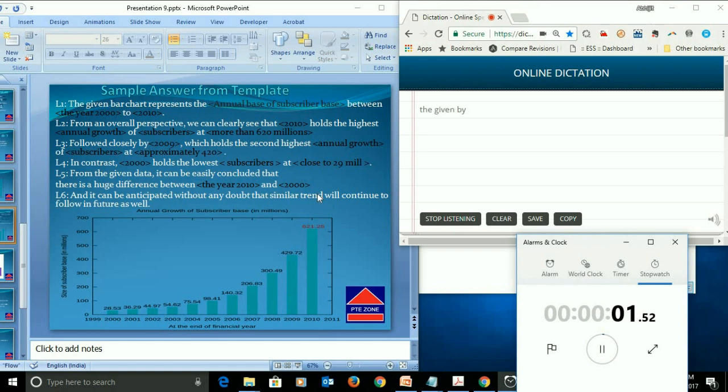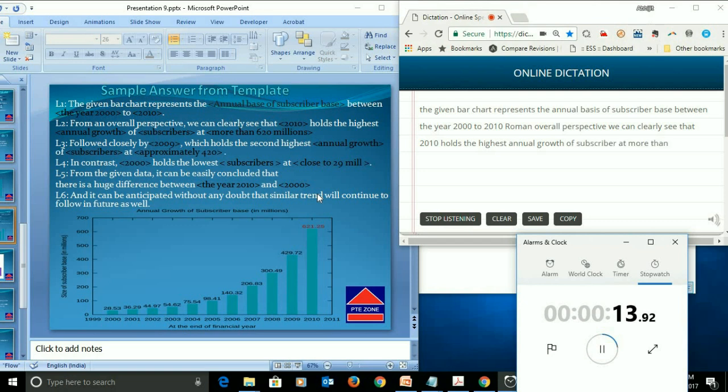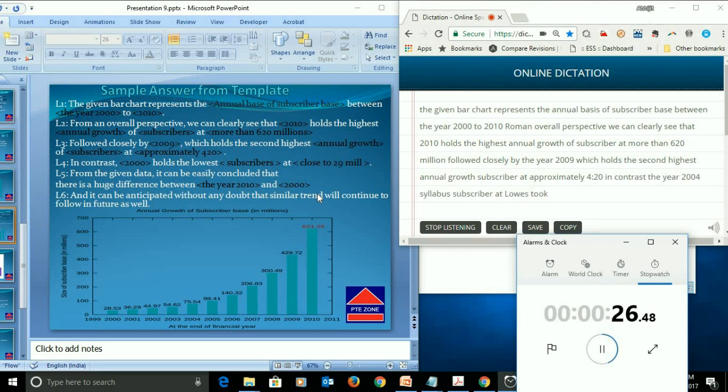The given bar chart represents the annual base of subscriber base between the year 2000 to 2010. From an overall perspective, we can clearly see that 2010 holds the highest annual growth of subscriber at more than 620 million, followed closely by the year 2009, which holds the second highest annual growth of subscriber at approximately 420. In contrast, the year 2000 holds the lowest subscriber at close to 29 million.